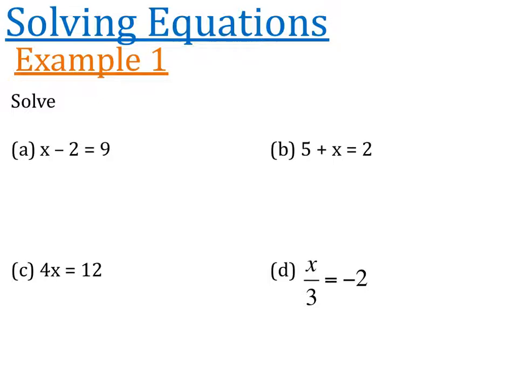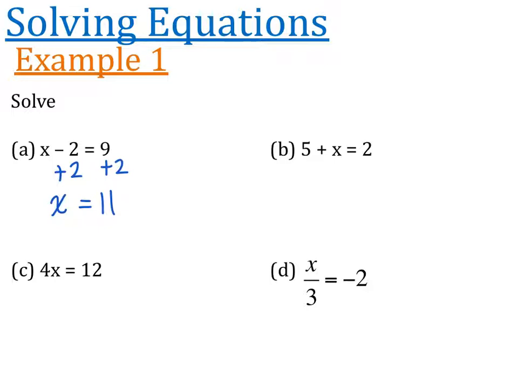So what we often talk about in class is we want to get rid of the minus 2 by adding 2 to both sides, and so then x is equal to 9 plus 2, which is 11. Now you can do the 9 add 2 in your head and you don't actually have to write that down. That's also fine.